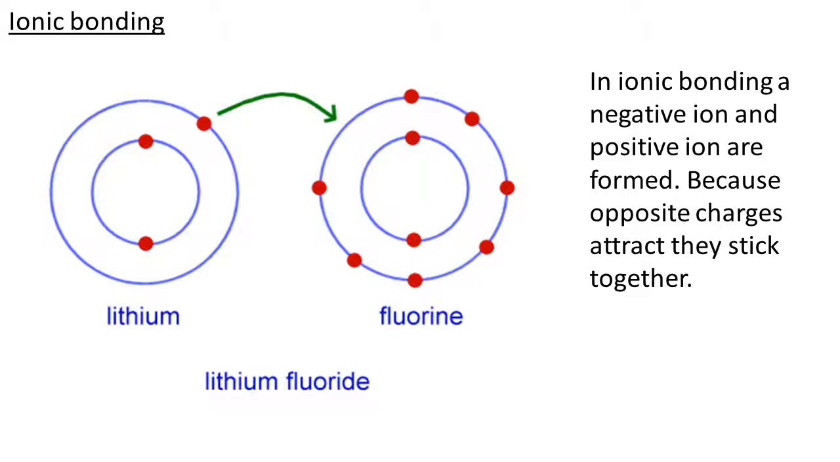But what happens in that process? He's giving a negative electron away. Now, do you remember what happens when you give a negative away? You become positive. Fluorine is getting another negative, so it's going to become negative. So we get a lithium plus ion, plus one, and we get a fluorine minus ion, minus charge. And what do opposites do? They attract. So they stick together. Again, there's an electrostatic charge. They stick together, opposites attract. So that's called ionic bonding.